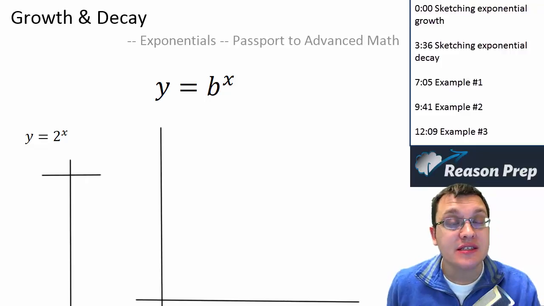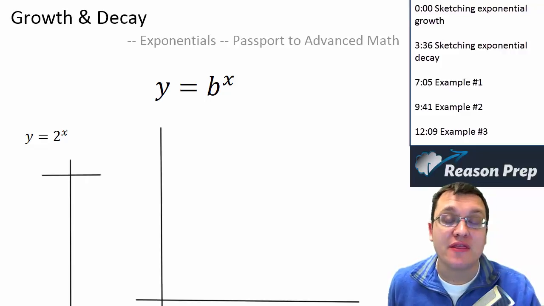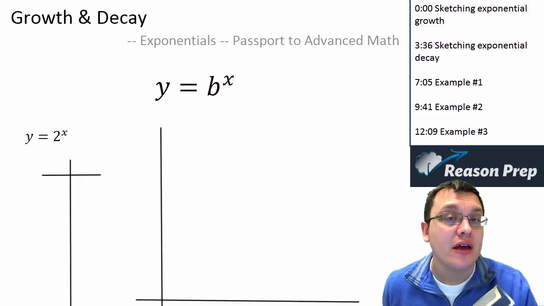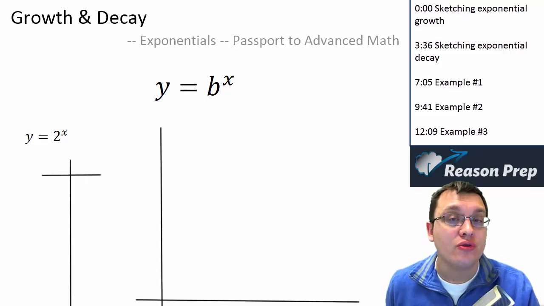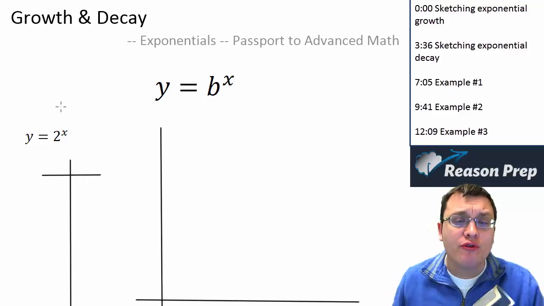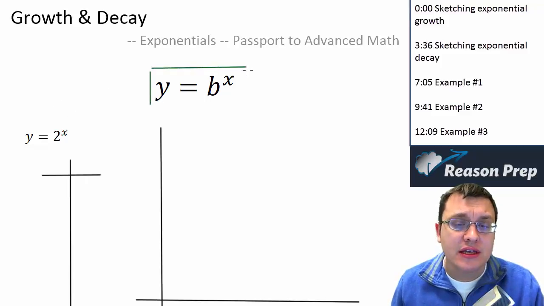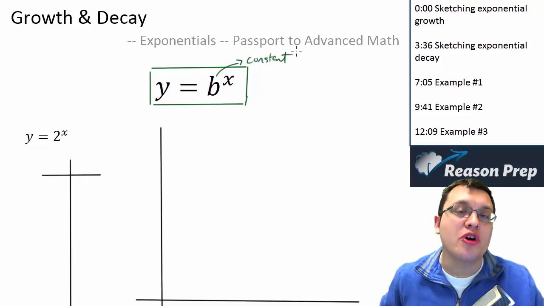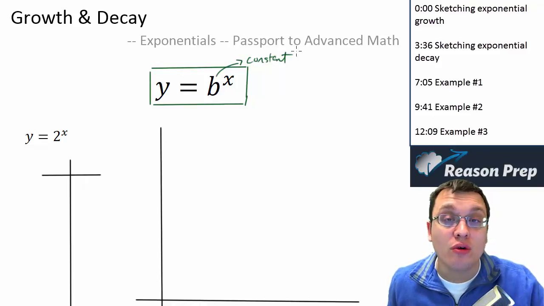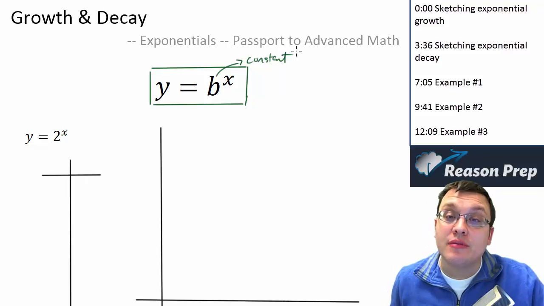In the next video, we're going to see some word problems with exponential decay, things like interest rates and all that good stuff. But first, I just want to introduce the idea and show you how it compares to linear, and how it compares to quadratic, mostly how it compares to linear. So the general form of an exponential is this: y equals b to the x, where b is a constant, not a variable. So it could be a number like 6 or 2 or -1/2 or whatever. And then x is your variable as normal.